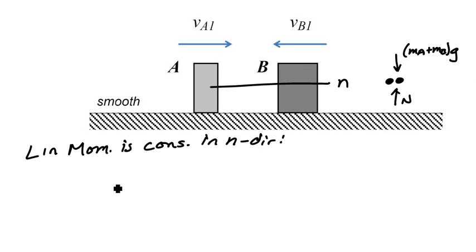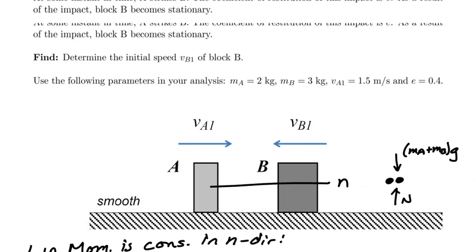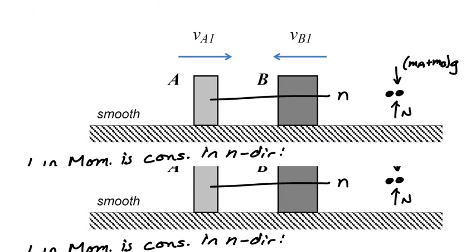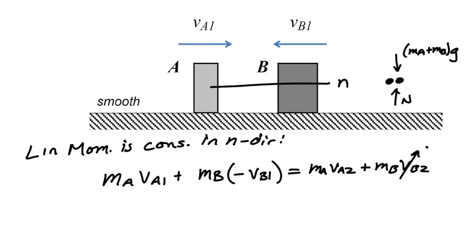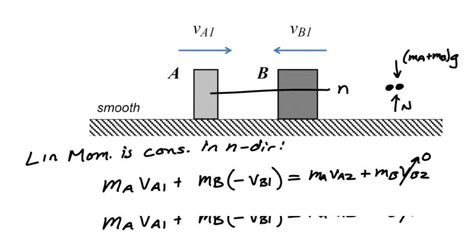So if we exploit this fact, I can say that the initial linear momentum prior to impact in the n direction is given by the mass of block A times its initial velocity in the n, which is VA1, plus the mass of block B times its initial speed in the n, which is minus VB1. And this is going to equal MA times VA2 plus MB times VB2. Now, if we read the problem statement carefully, we're told that post-impact, block B becomes stationary, and so that means of course that VB2 will go to 0. And so we can use this to find one relationship between the speeds of the objects pre and post impact.